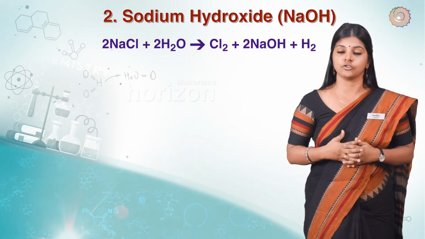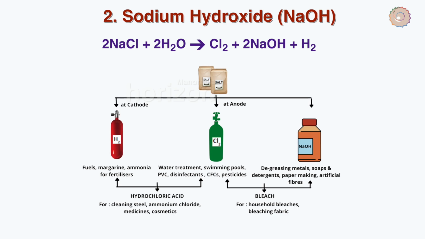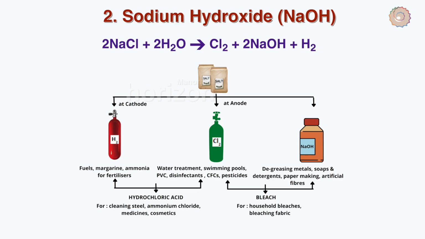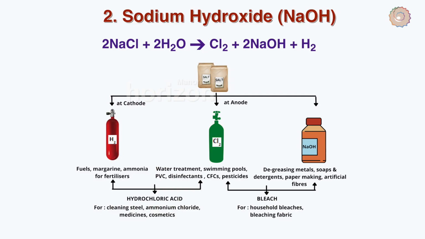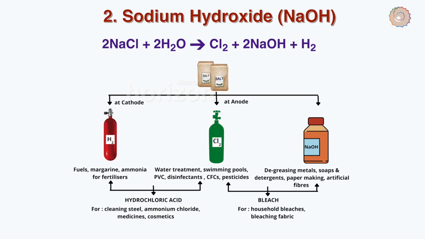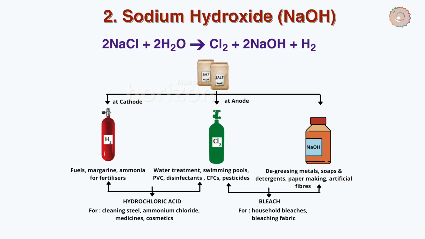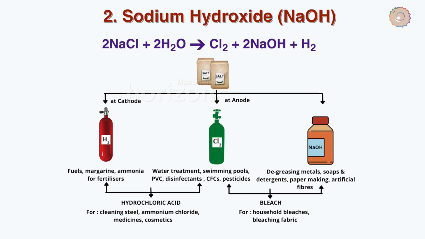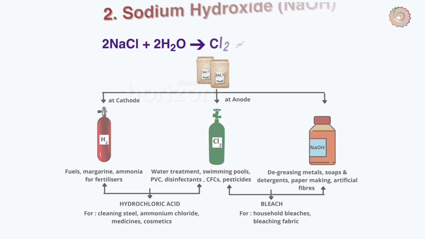And how can we prepare sodium hydroxide? It is obtained by the electrolytic decomposition of a solution of sodium chloride, which is also called brine. Now in this process, sodium hydroxide is formed and also chlorine is obtained at the anode and hydrogen gas is evolved at the cathode as byproducts. Now since chlorine and NaOH are produced, the whole process is also known as the chlor-alkali process. There are several uses for sodium hydroxide and for the byproducts chlorine and hydrogen.